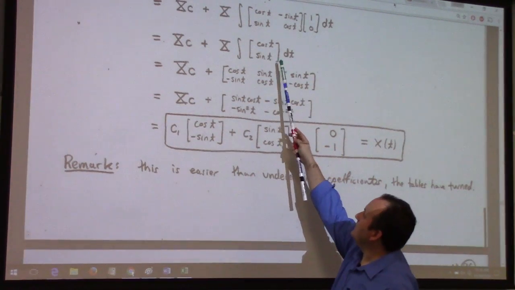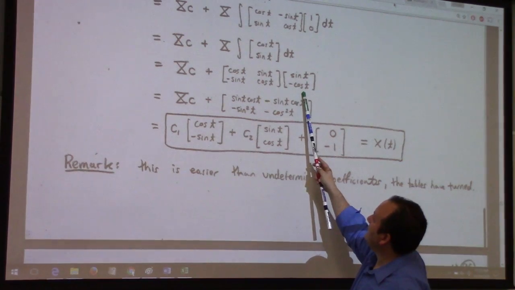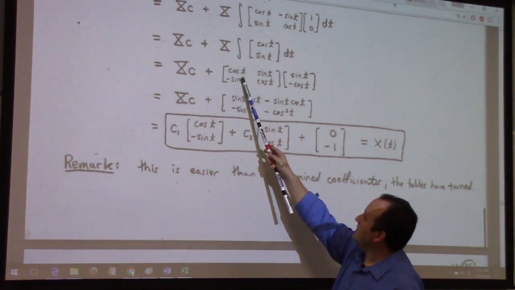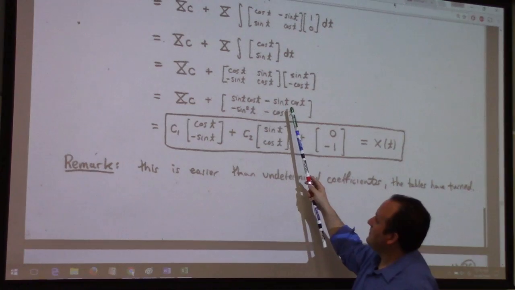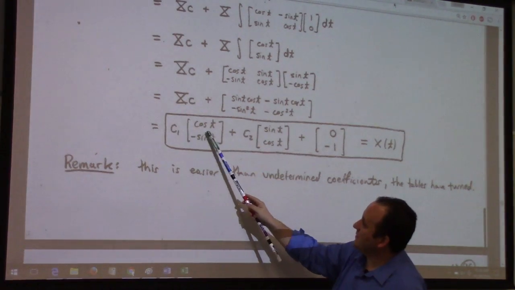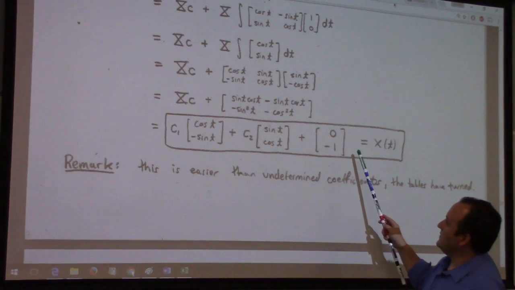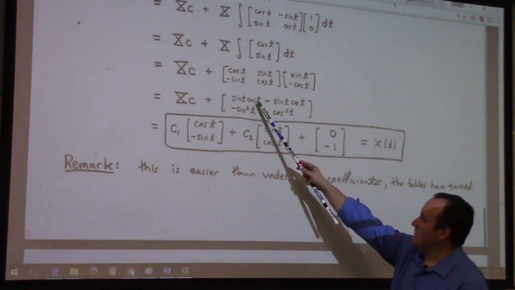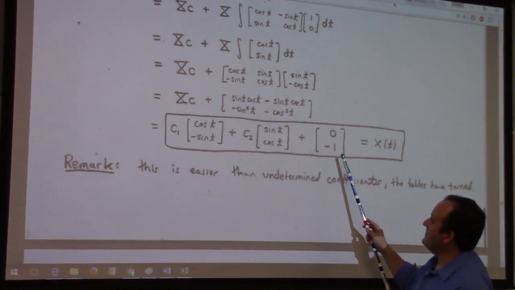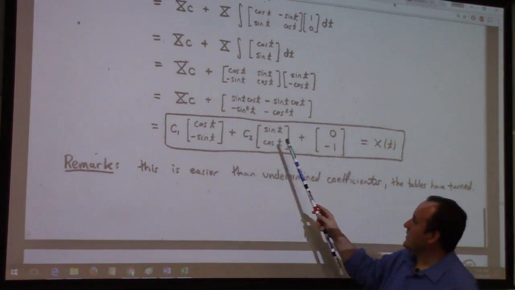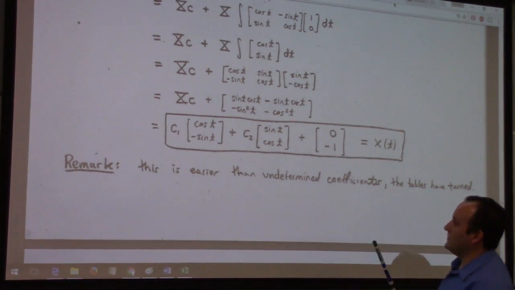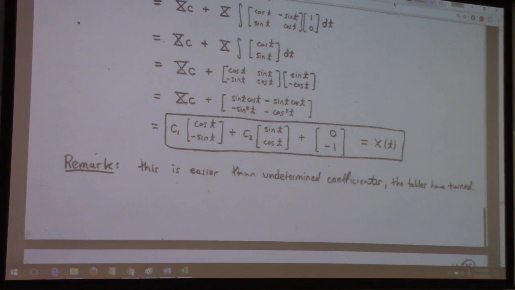Integrate that, gives me sine minus cosine, then I multiply by x, which is this, and it gives me that. And this, again, is C1 times that plus C2 is the homogeneous piece. And then after the dust settles, this is 0, and that's minus 1. It's kind of not too exciting, but there it is. The particular solution to this problem is 0, minus 1 by variation of parameters.